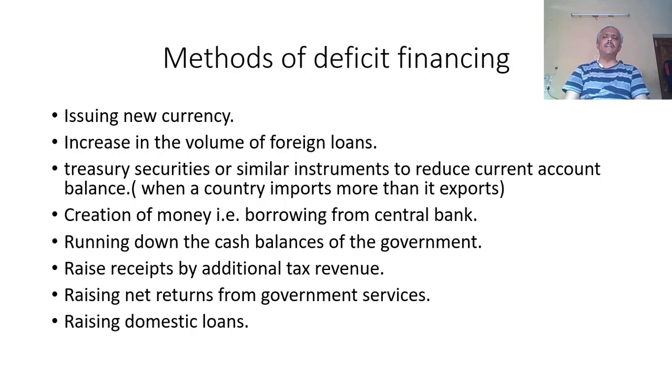Treasury securities, similar instruments to reduce current account balance. Sometimes the government deposits treasury securities or similar instruments for the purpose of raising a loan. When a country's imports are more than its exports, obviously they make this kind of arrangement to increase the circulation of money to meet this imbalance in the system. As a result, economic activities will get stabilized and there is an increase in the activities of the economy.